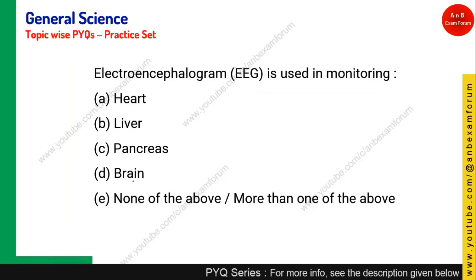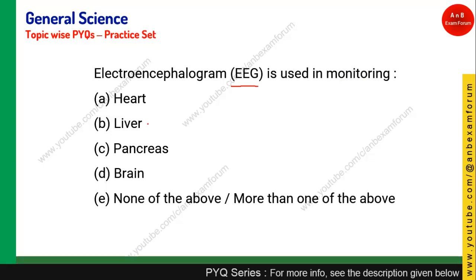Let's see the next question. Electroencephalogram, that is EEG, is used to monitor which of the following? So as you know, it is one of the medical devices and it measures the activity of the brain. So option D, those who have given, they are right.